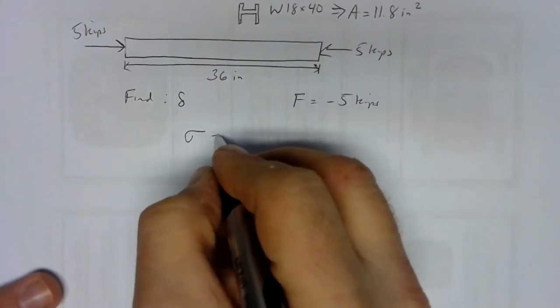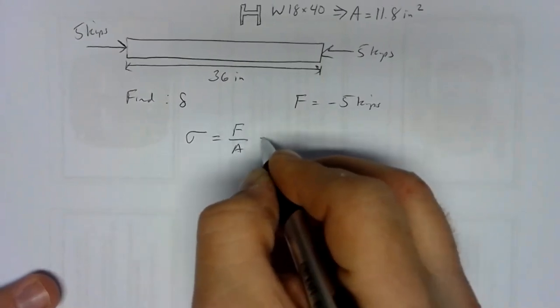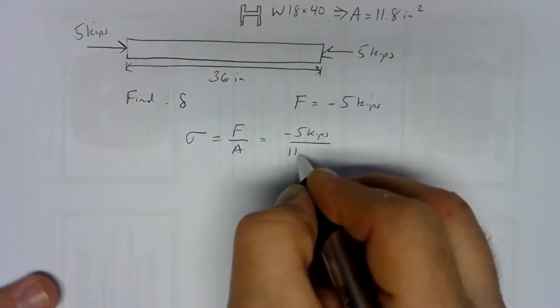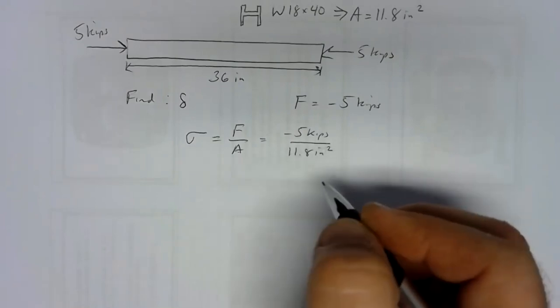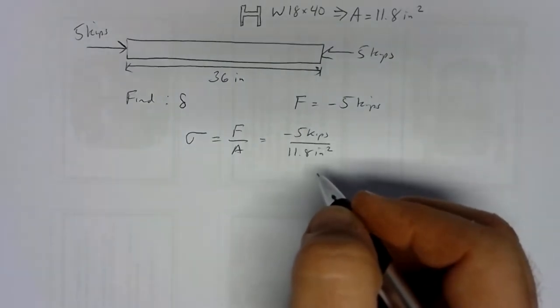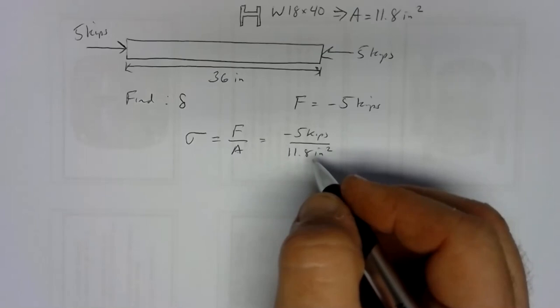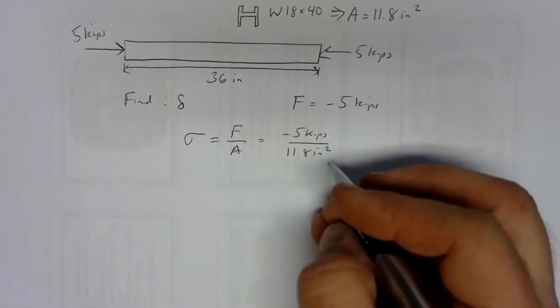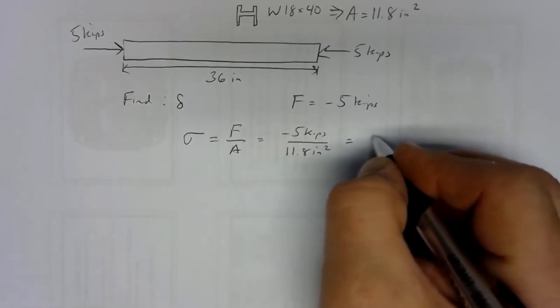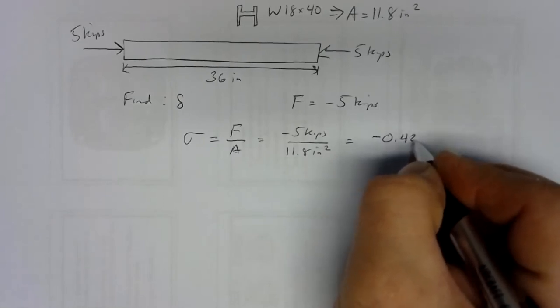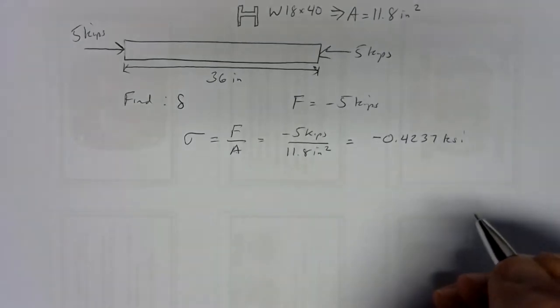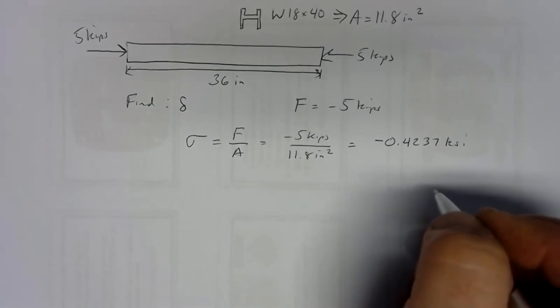So first we'll find our normal stress. Normal stress is force over area. We have a force of -5 kips spread out over an area of 11.8 square inches. We divide -5 by 11.8, and that gives us -0.4237 KSI. So that's the stress.